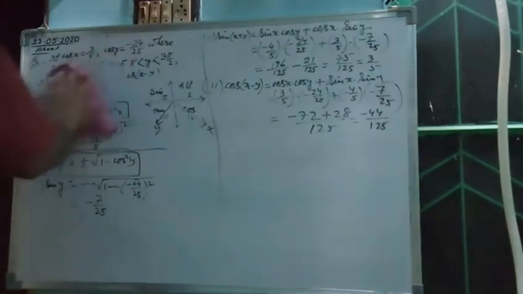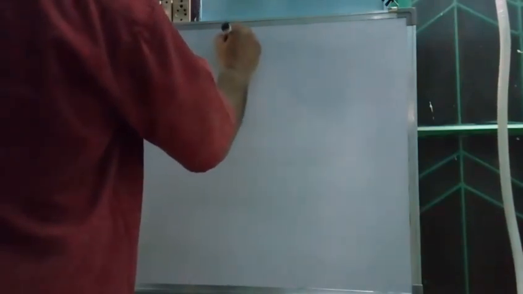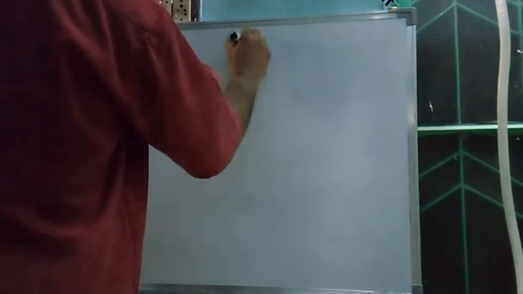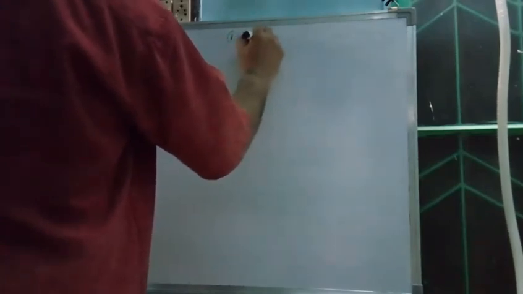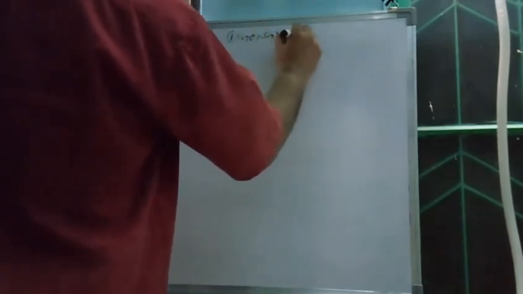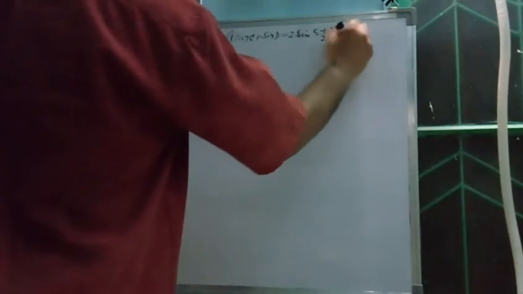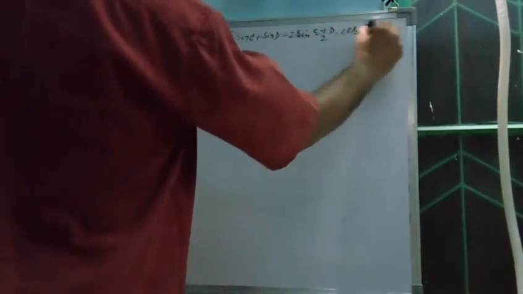Now we will go to a few formulas. We will write some formulas, which you have to remember. Number 1, sin c plus sin d is equal to 2 sin (c+d)/2 into cos (c-d)/2.